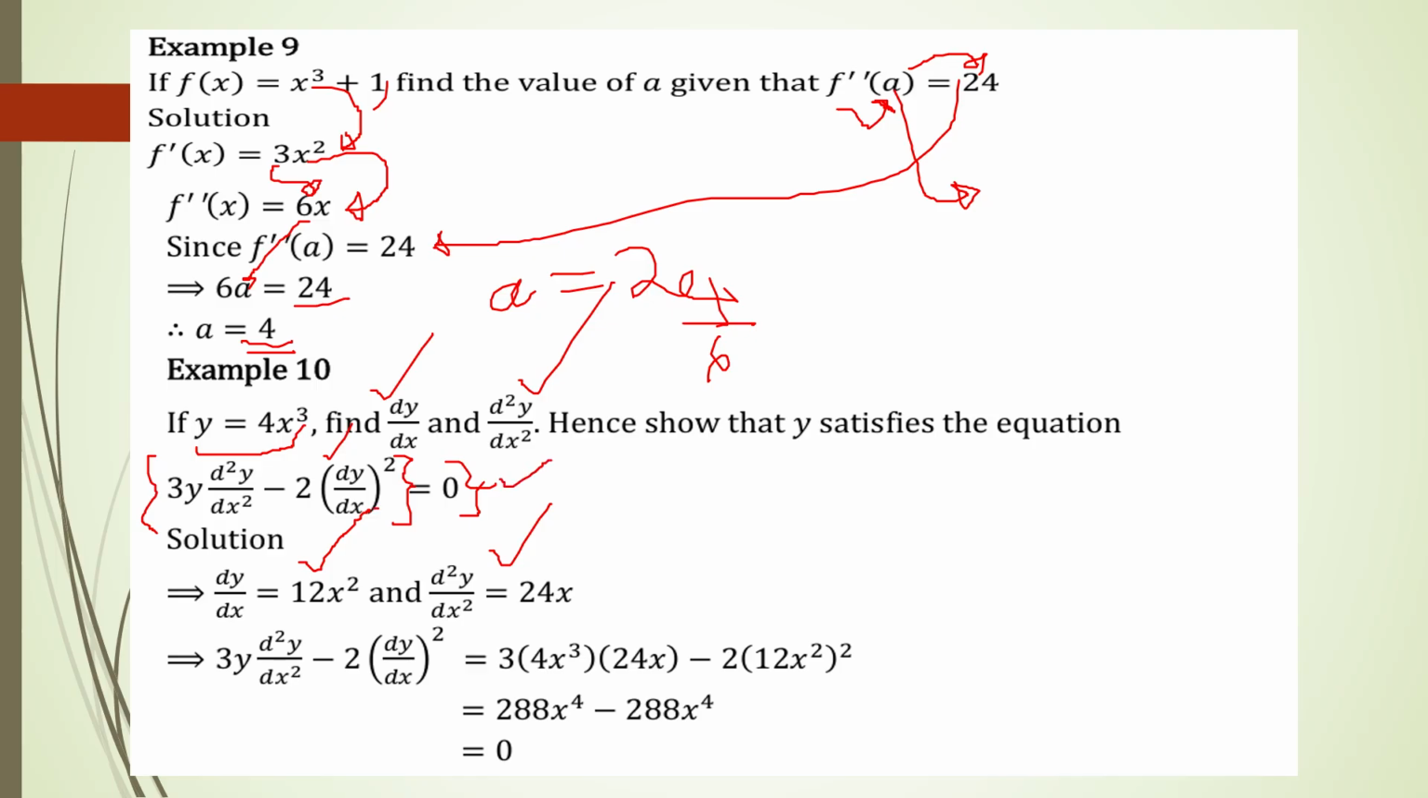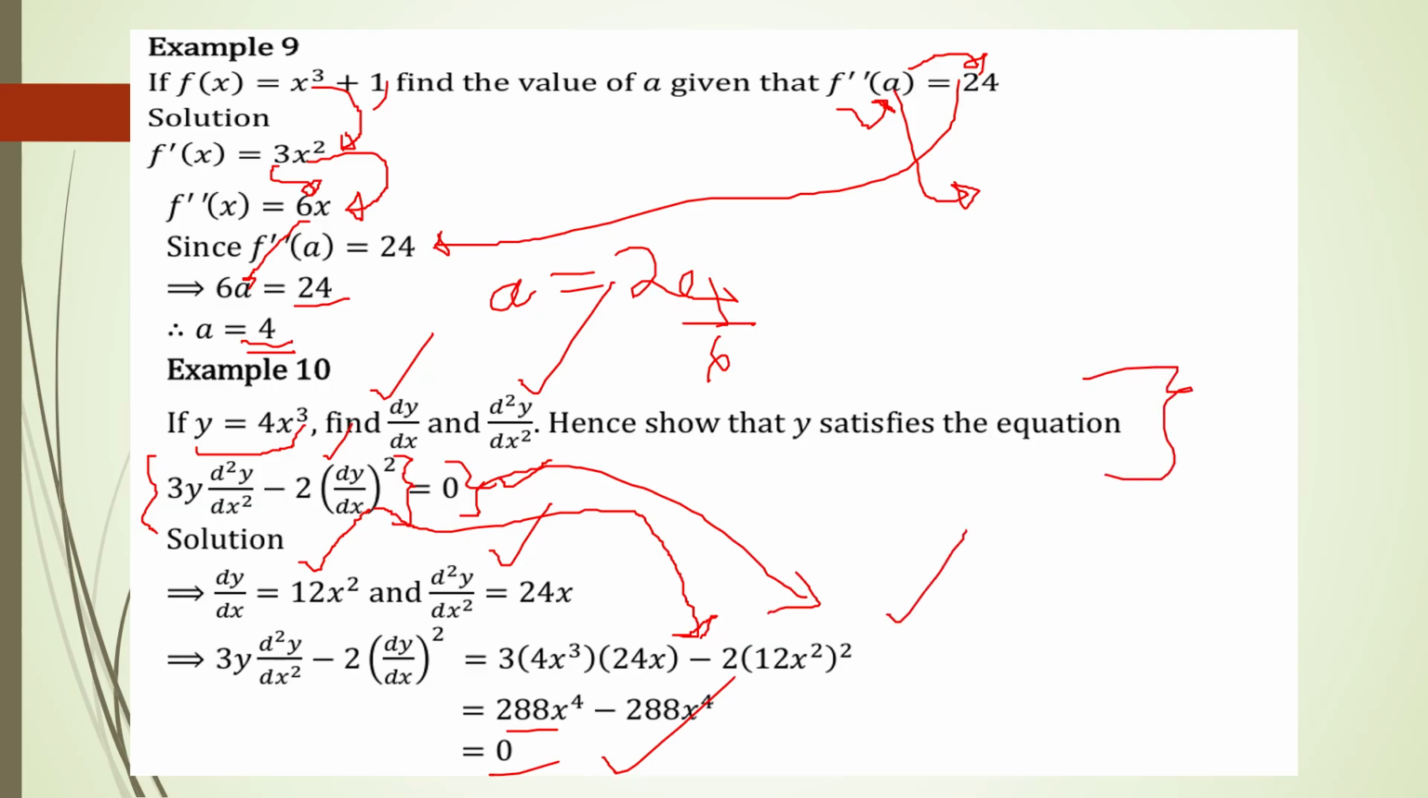So if you handle the left hand side and then we substitute for our dy dx and our second derivative, you realize that you are going to have 288x power 4 minus 288x power 4, which gives you 0. Now since the left hand side has given us 0 and also our right hand side is 0, then we have shown that y satisfies that particular equation.